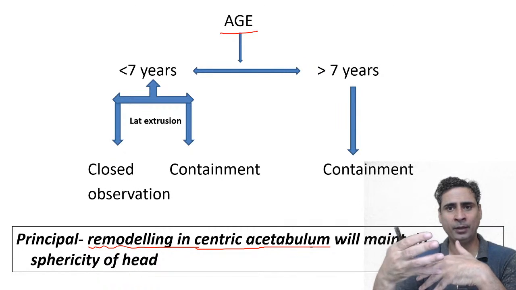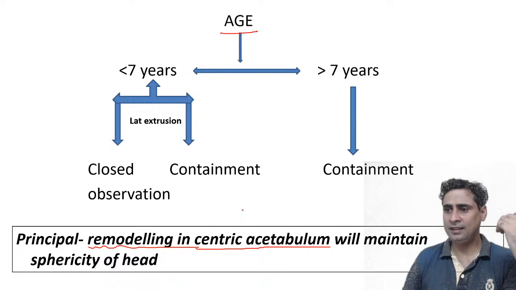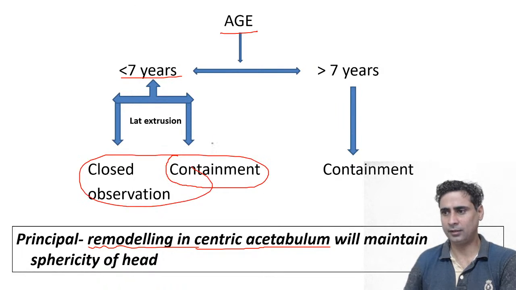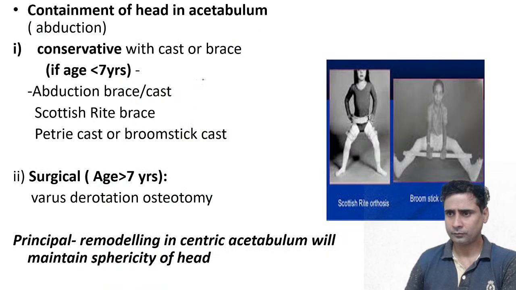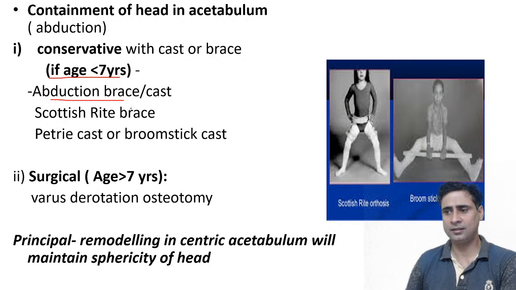Now the methods of that containment may be different. If the age of the child is less than 7 years, containment is mostly done by conservative methods, by abduction braces or casts. The type of cast I will show you in the next slide. If age is more than 7 years, the containment is done by surgical correction. So here you can see, if the child is less than 7 years, containment is done by abduction braces like this Scottish Rite brace or Petrie cast or broomstick cast.